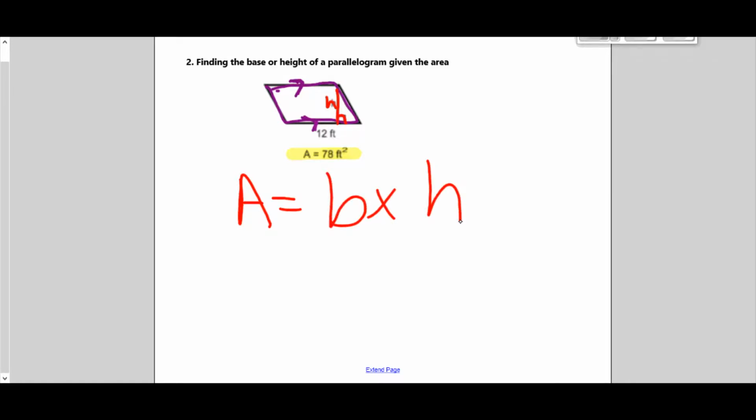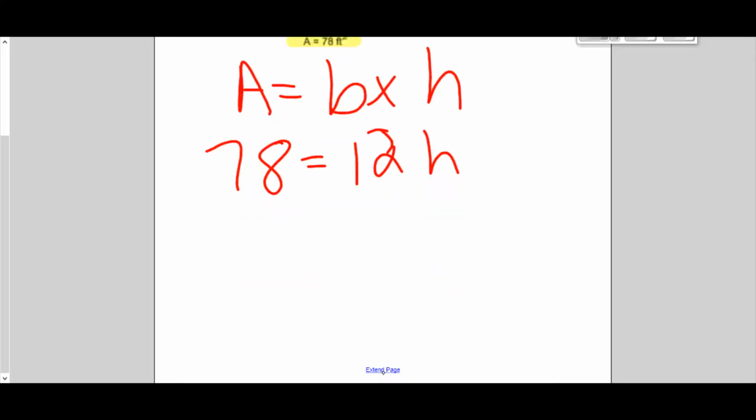I know what A is. A is 78. The base I know is 12. And then the h is what I don't know. So we're going to solve this equation for h. So the way to solve this for h is to, since this says 12 times h, I'm going to divide both sides by 12.